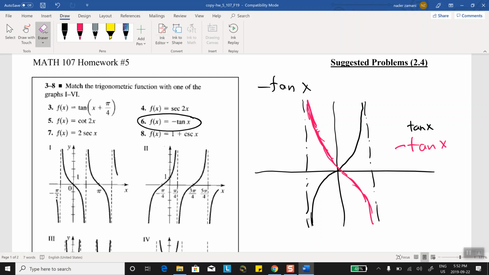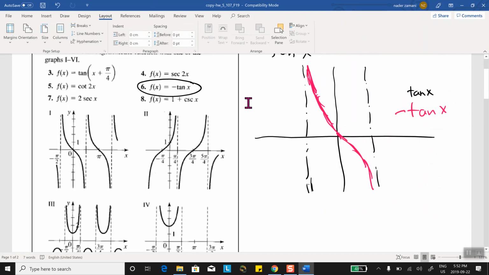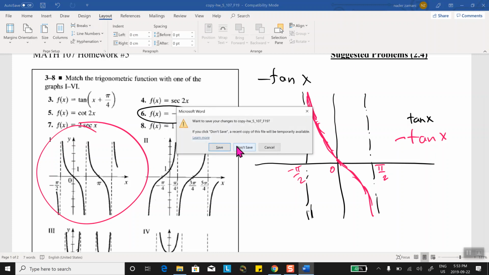Just to make sure that you can see it better, I'm going to delete this. So let's see now which one does it match. By the way, it goes through this point. Okay, so this one matches number 1, right there. It matches this. Okay, remember, this is pi over 2, this is minus pi over 2, and this is 0. All right, folks. So let's go to the next problem.